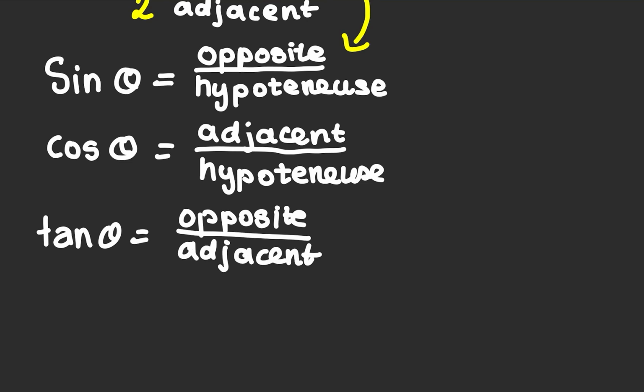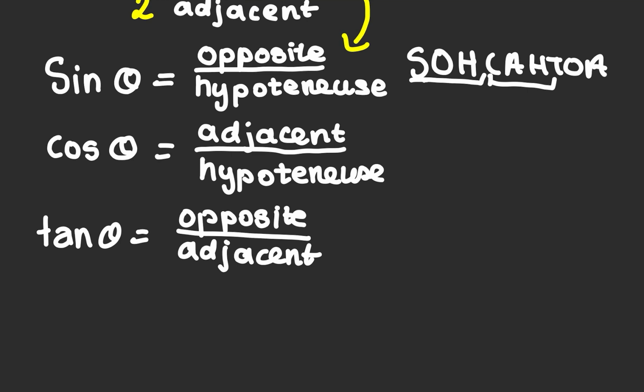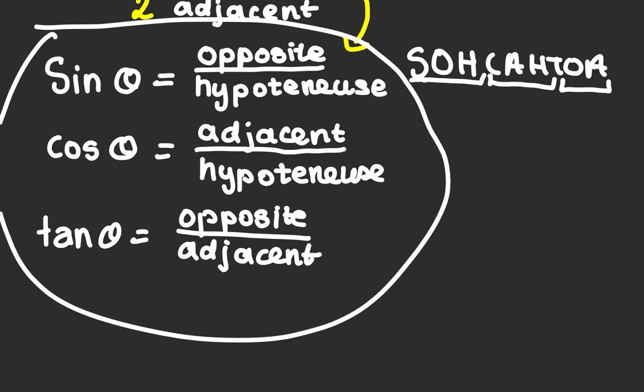To make life much easier, simply use SOH CAH TOA. This will make sure you never forget this. So SOH is opposite upon hypotenuse, CAH is adjacent upon hypotenuse, and TOA is opposite upon adjacent. There are simply three sectors that make the entire formula base for these three functions.